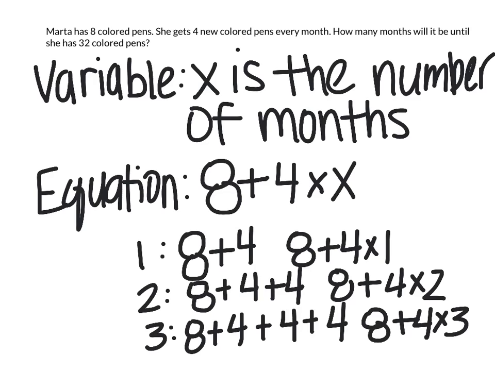I said x is the number of months, and that makes sense here. I'm multiplying 4 by the number of months it's been. It's been 1 month here, 2 months, 3 months. So that makes sense to put an x there. So far I have 8 plus 4 times x. Now I want to know how many months it will be until she has 32 colored pens, or until it equals 32.